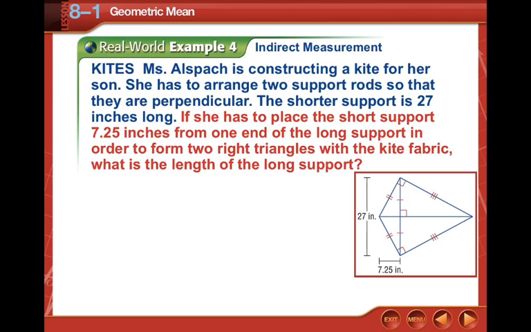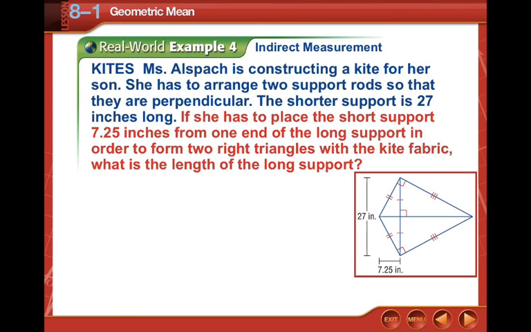She has to arrange two support rods so that they are perpendicular. The shorter support is 27 inches long. If she has to place the short support 7.25 inches from one end of the long support in order to form two right triangles with the kite fabric, what is the length of the long support?